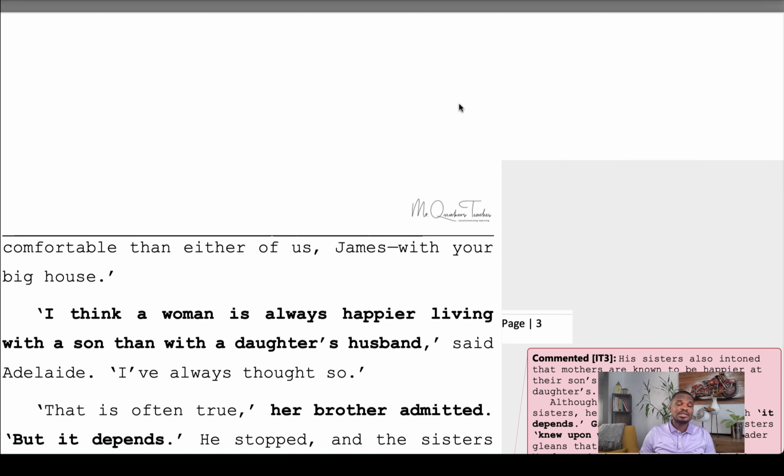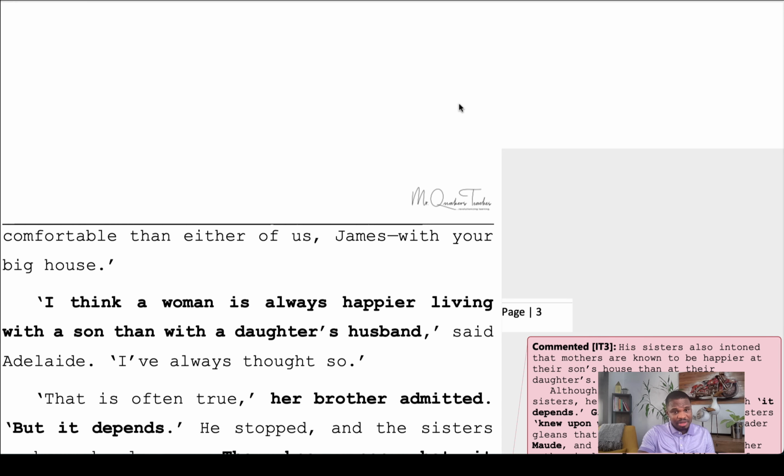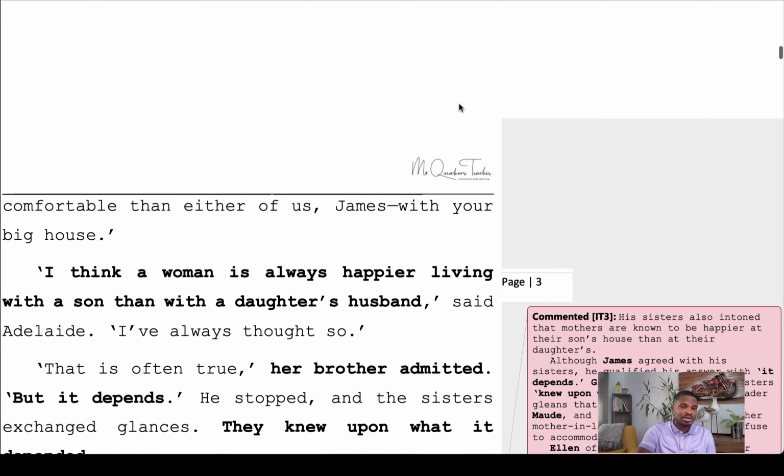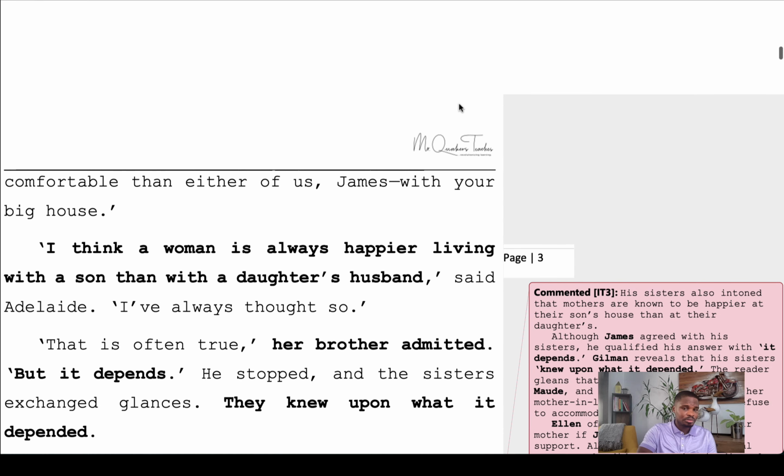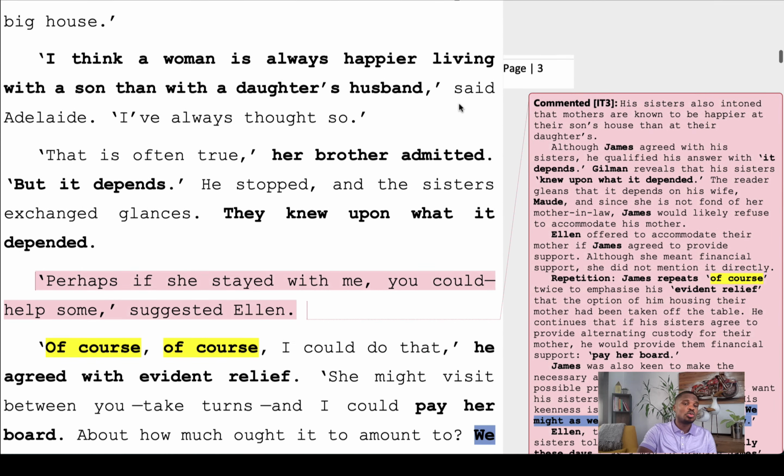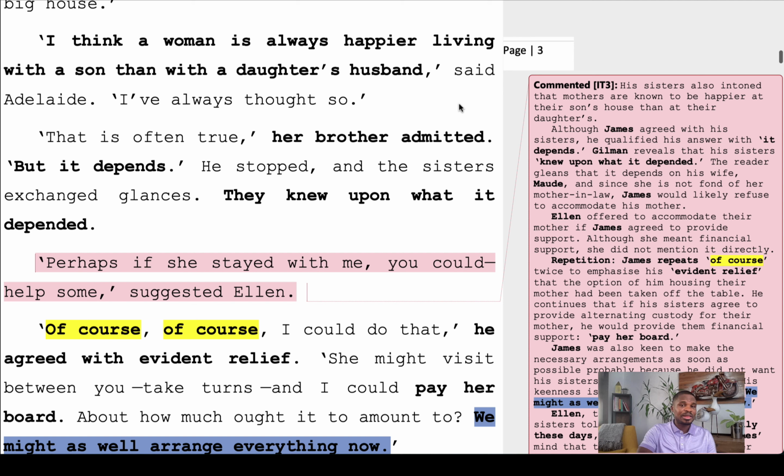To which the sister says, "I think a woman is always happier," a woman there is like their mother would be happier living with a son than with a daughter's husband, said Adelaide. "I've always thought so." "That's often true," her brother admitted. "But it depends," he stopped. And the sisters exchanged glances. They knew upon what it depended.